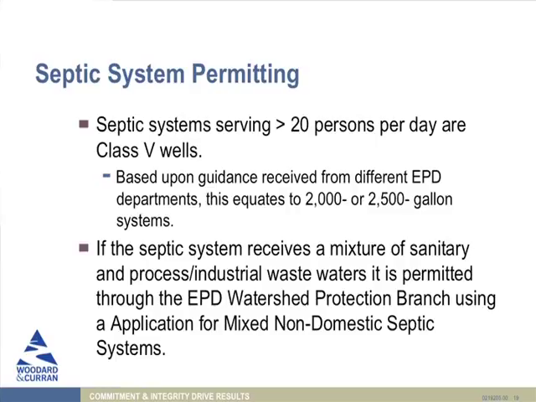So if you have a 2,000 gallon or more septic system, it's going to be considered a Class 5 injection well. If the septic system receives a mixture of sanitary and process or industrial wastewaters, it is permitted through the EPD Watershed Protection Branch, and you would use an application for mixed non-domestic septic systems. So it's not receiving just sanitary waste, it's also got some sort of process waste going into it.